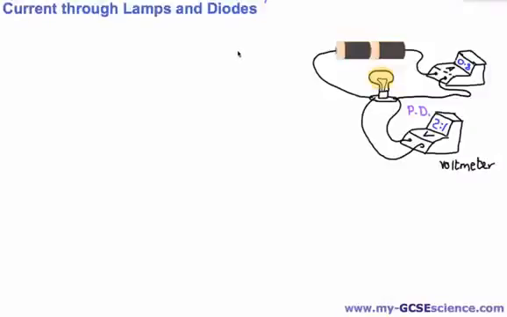Hello and welcome. In this video we are going to look at the current through lamps and diodes and how that changes when you vary the potential difference across those two components.